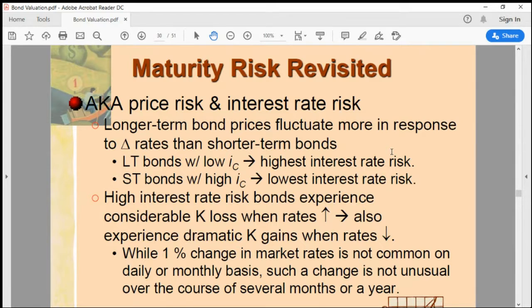You really suffer a lot, right? You get beaten up really badly. Short-term bonds with a high coupon rate, you suffer the least, right? High interest rate risk bonds experience, of course, if the bond has high interest rate risk, considerable capital loss when rates go up, right?